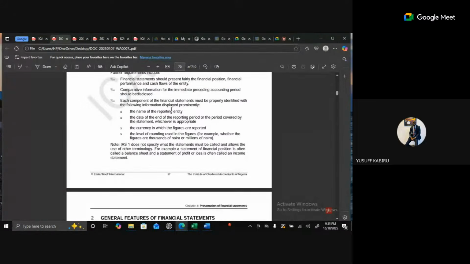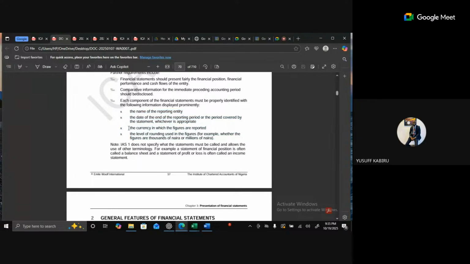Then each component of financial statement must be properly identified with the following. Those are the things I say we can use to earn our tiny mark. The name of the entity. When you are given the question, what's the name of the entity? Pick it and drop it first. It doesn't take anything from you, right? And what's the name of the account you are preparing? Statement of financial position. As at, when you include the date there, that will earn you one tiny mark, right?